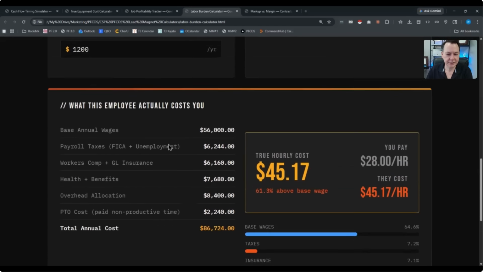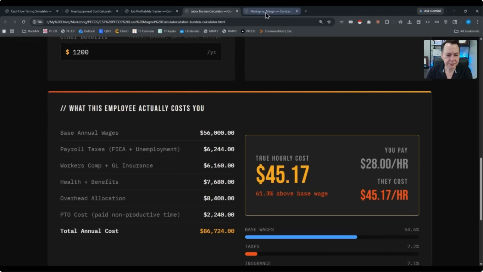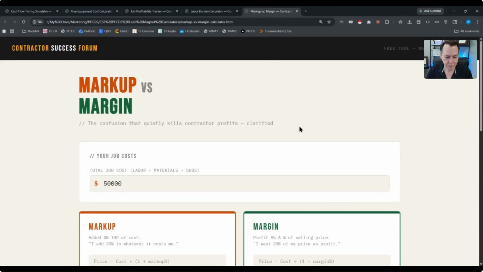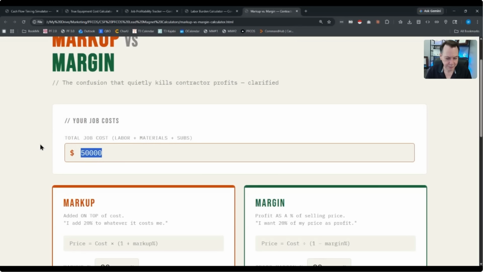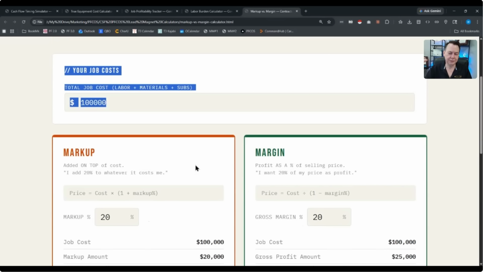We're only going to hit the high notes on this one. We've talked about this a few times, markup versus margin. We had this all the time. Let's just put $100,000 of job costs. What does that do? It's the confusion we've talked about multiple times lately. Let's just say 20% margin. I want to make 20%. That bottom line, 20% on your P&L, is not what you mark it up. You've got to mark it up more than that.